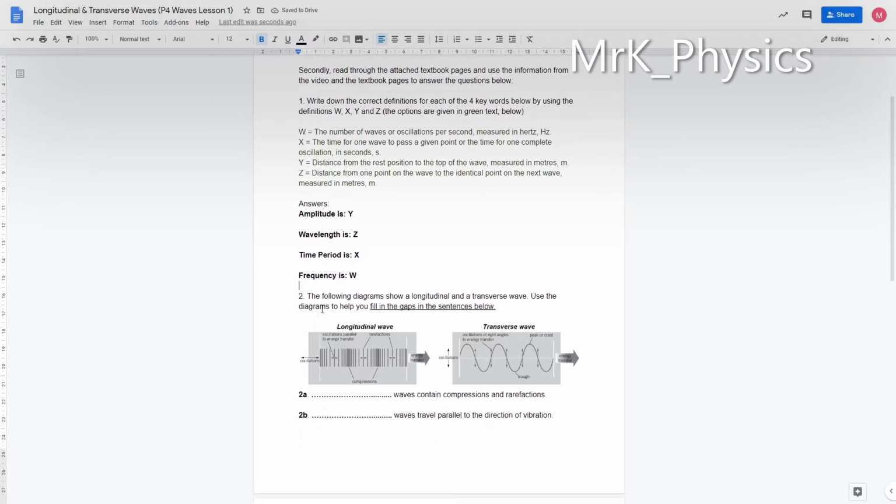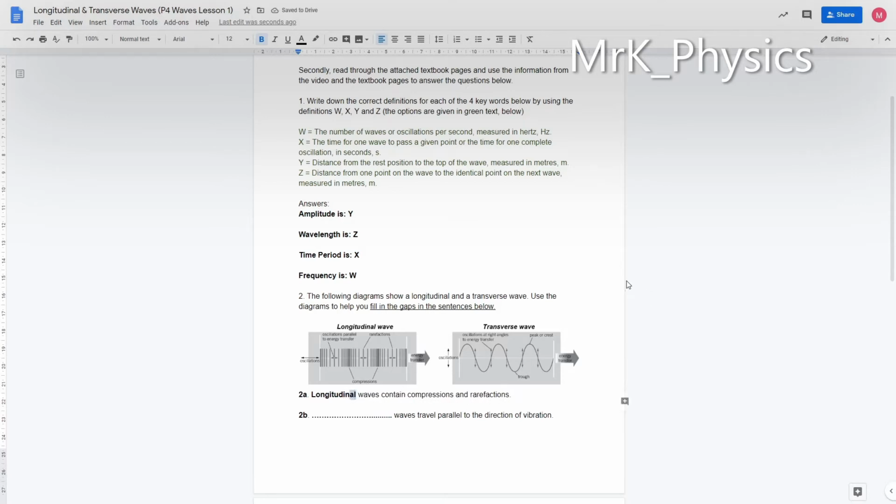The following diagrams show you essentially a longitudinal wave and a transverse wave. Remember, the wave on a string was a transverse wave because we had those oscillations or vibrations at right angles to the direction of the wave. So which type of wave contains compressions and rarefactions? You can see from the diagram that that one there will be longitudinal.